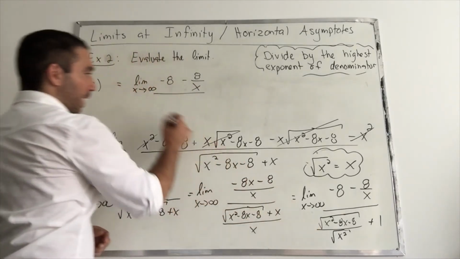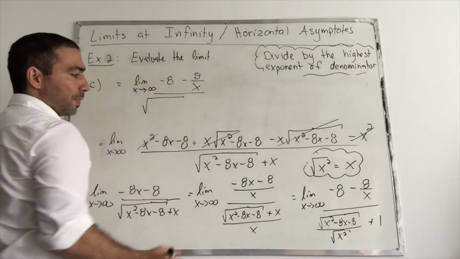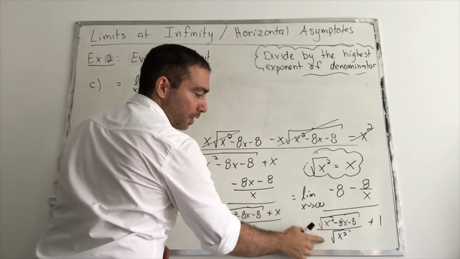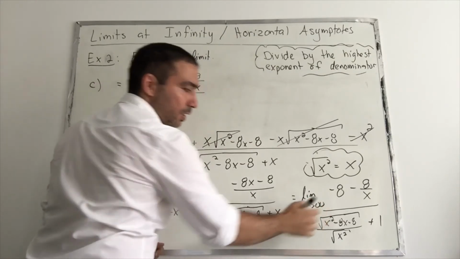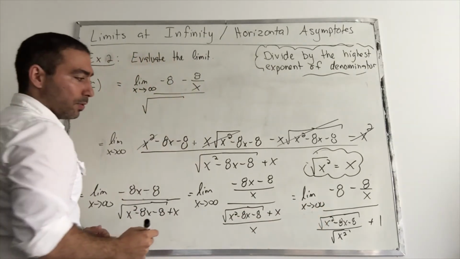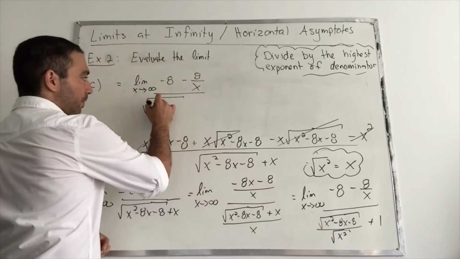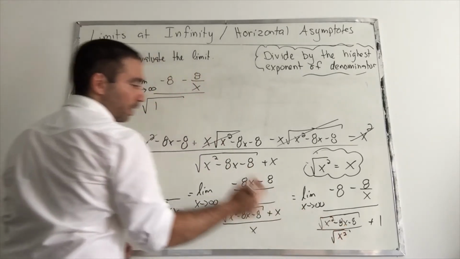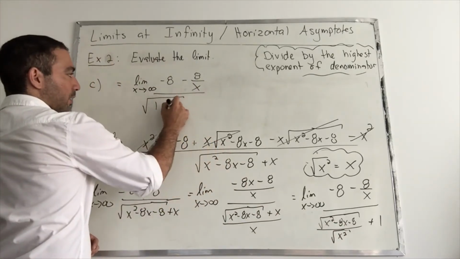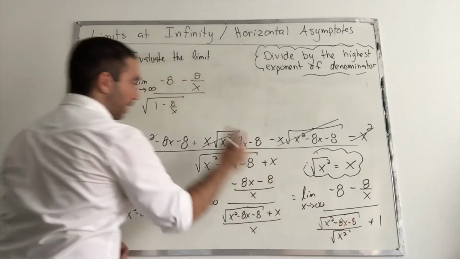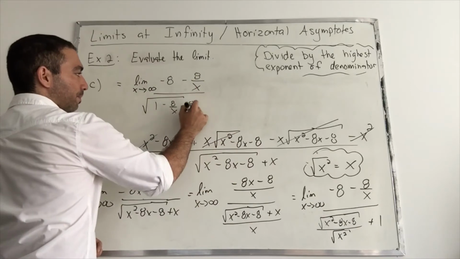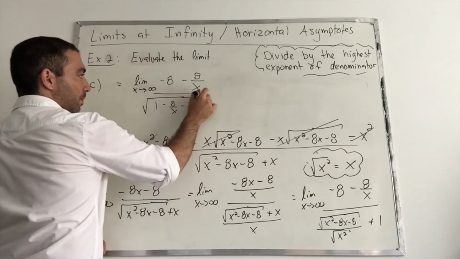And here we can rewrite everything as inside one big square root. So whenever you have the division of square roots, you can put them all into the same root. Okay, so we'll go ahead and do that. And we're going to divide them at the same time. So x squared divided by x squared is 1. Negative 8x over x squared is negative 8 over x. And here negative 8 over x squared is minus 8 over x squared. Okay, plus 1.